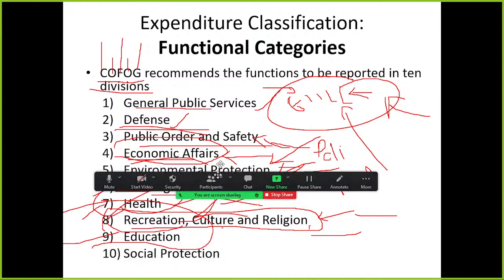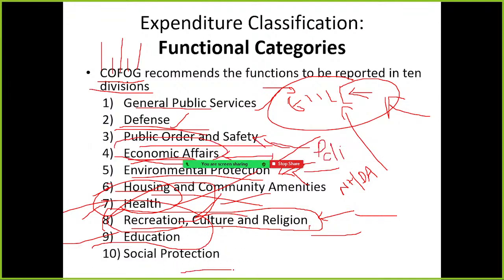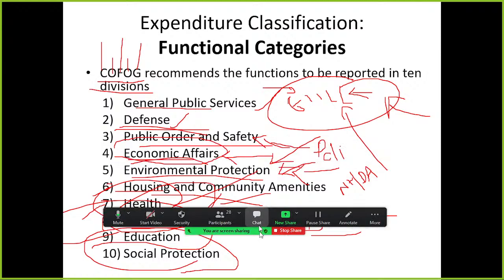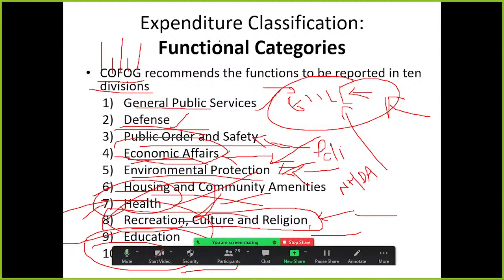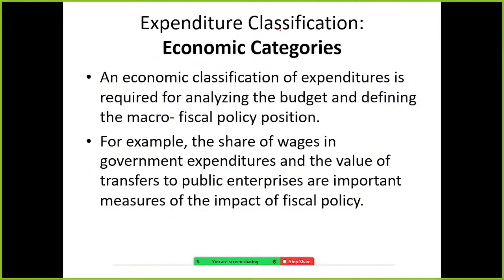And social protection, so pension fund especially, and some kind of payment to older people whose age is more than 70 years, and the orphanage, for which government will give some amount of payment. So these are the categories of expenditure based on the function. Now we'll see economic categories.